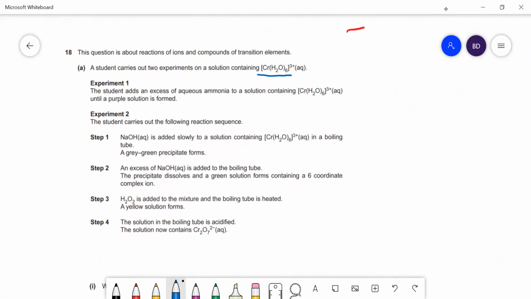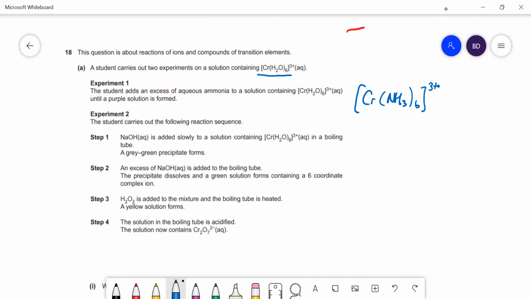ammonia to that, you form a purple solution, and the purple solution is due to this complex, Cr(NH3)6. You've replaced all 6 waters with ammonia ligands, and the charge on that is going to be 3 plus. Experiment 2, that's what's going to happen there.